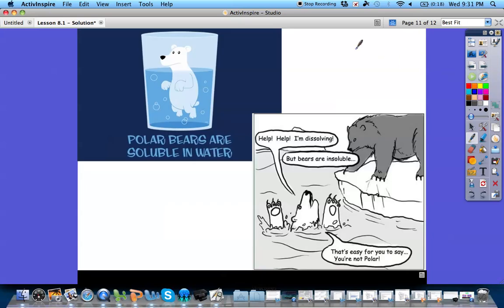And here's just a comic to help you think about the like dissolves like rule. One bear says to the other, help, help, I'm dissolving. The other bear says, but bears are insoluble. And the first bear says, that's easy for you to say. You're not polar.